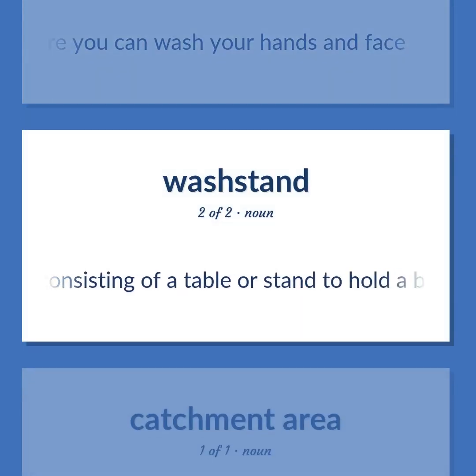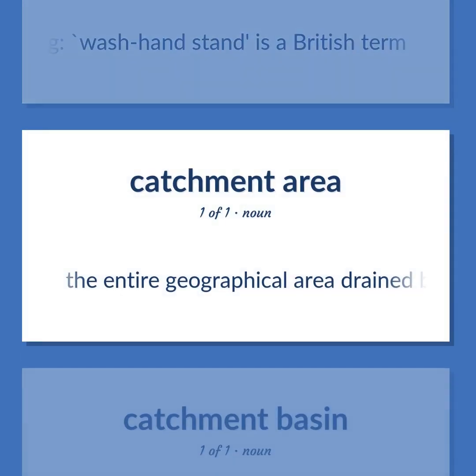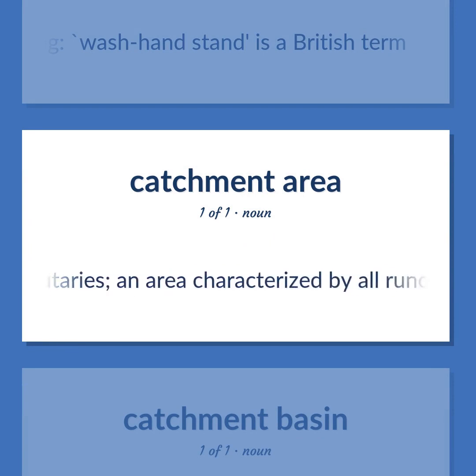Furniture consisting of a table or stand to hold a basin and pitcher of water for washing. Wash hand stand is a British term. The entire geographical area drained by a river and its tributaries. An area characterized by all runoff being conveyed to the same outlet.